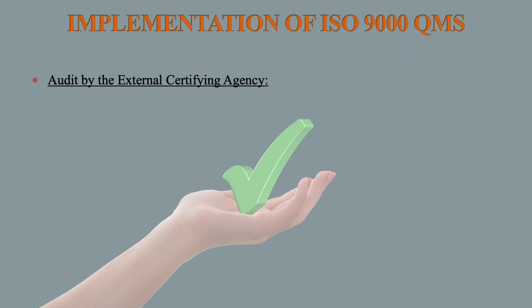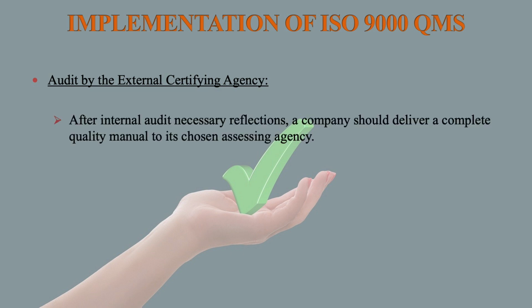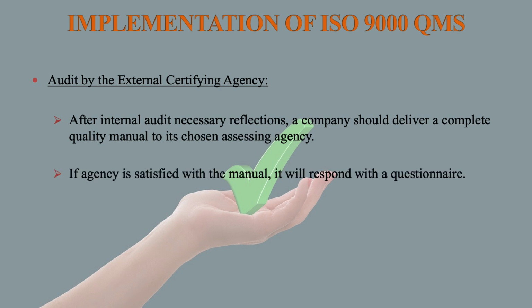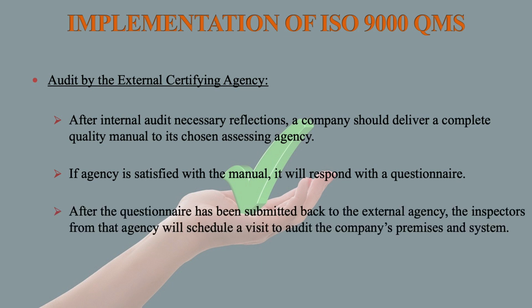Audit by the external certifying agency. After internal audit and necessary reflections, a company should deliver a complete quality manual to its chosen assessing agency. If the agency is satisfied with the manual, it will respond with a questionnaire. After the questionnaire has been submitted back to the external agency, the inspectors from the agency will schedule a visit to audit the company's premises and systems.